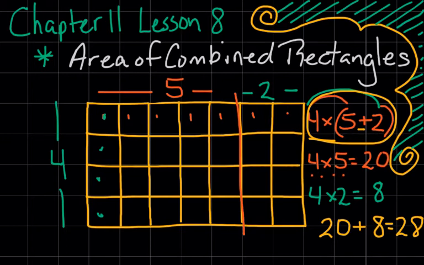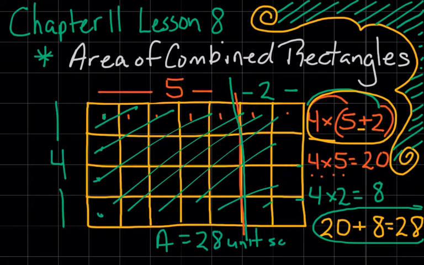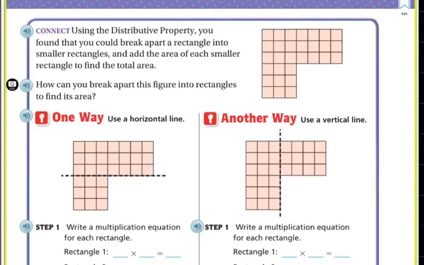So by separating this rectangle into 2 smaller rectangles, we had a little bit easier math problems to do with 4 times 5 and 4 times 2, and combining the products we ended up with 28, and we found the area of this rectangle. The area equals 28 unit squares. All right, moving on. Using the distributive property, we separated a rectangle into 2 smaller rectangles and then added the products to get the area of the entire rectangle.